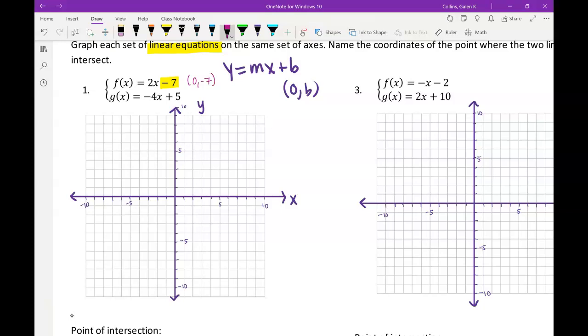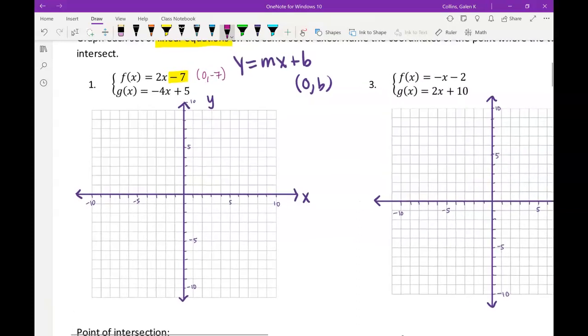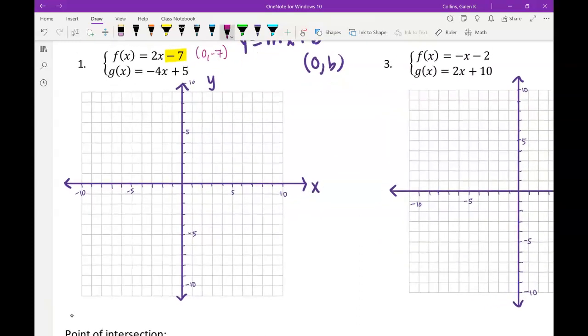And I didn't put my x and y-axes perfectly in the center of the graph. It's wonderful if you did. I'm just trying to do this quickly because I have a lot of videos to make. So if I go down to -7, I only labeled every 5, but -7 on my y-axis. And then my slope is 2. So if I have the whole number 2, I could think of that as 2 over 1. So I'm going to rise 2, run 1.